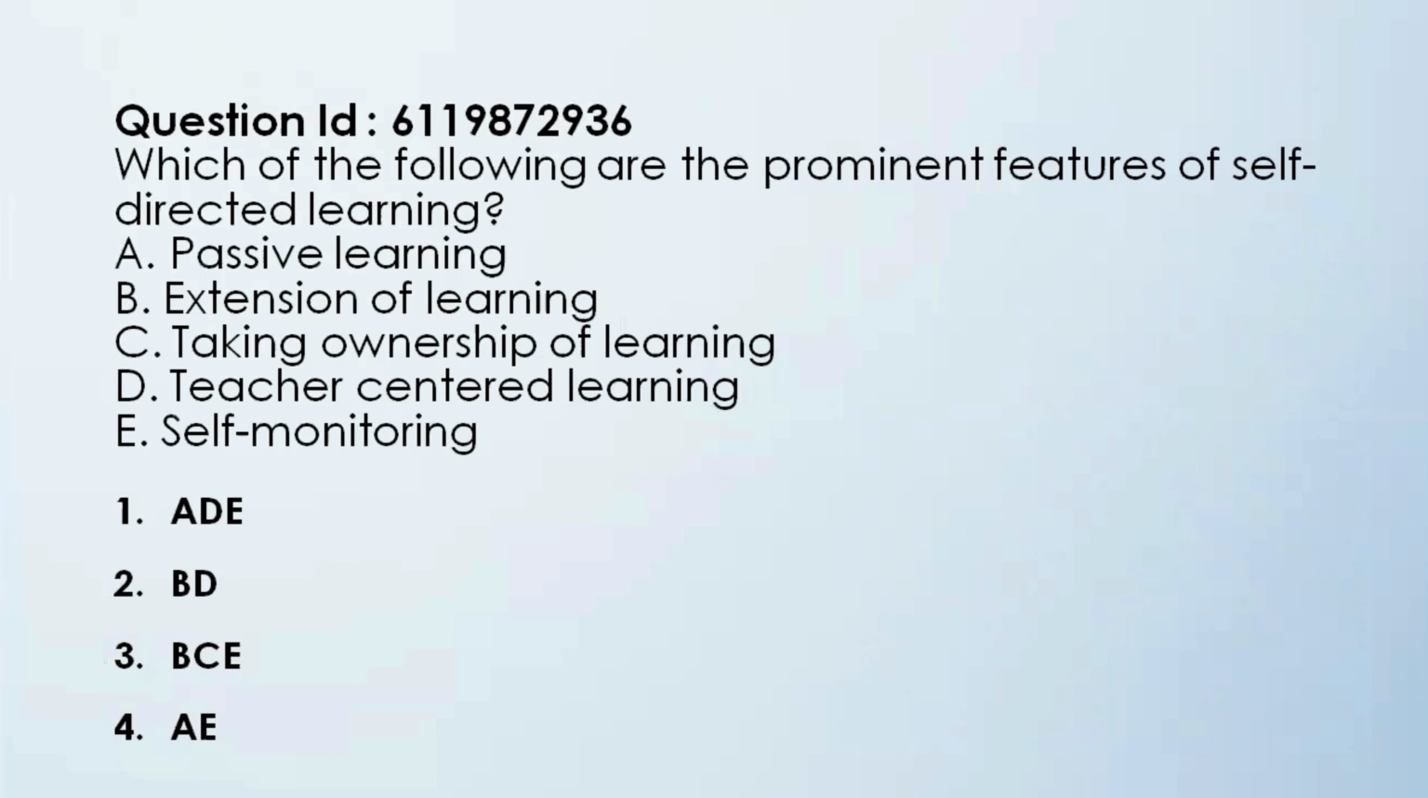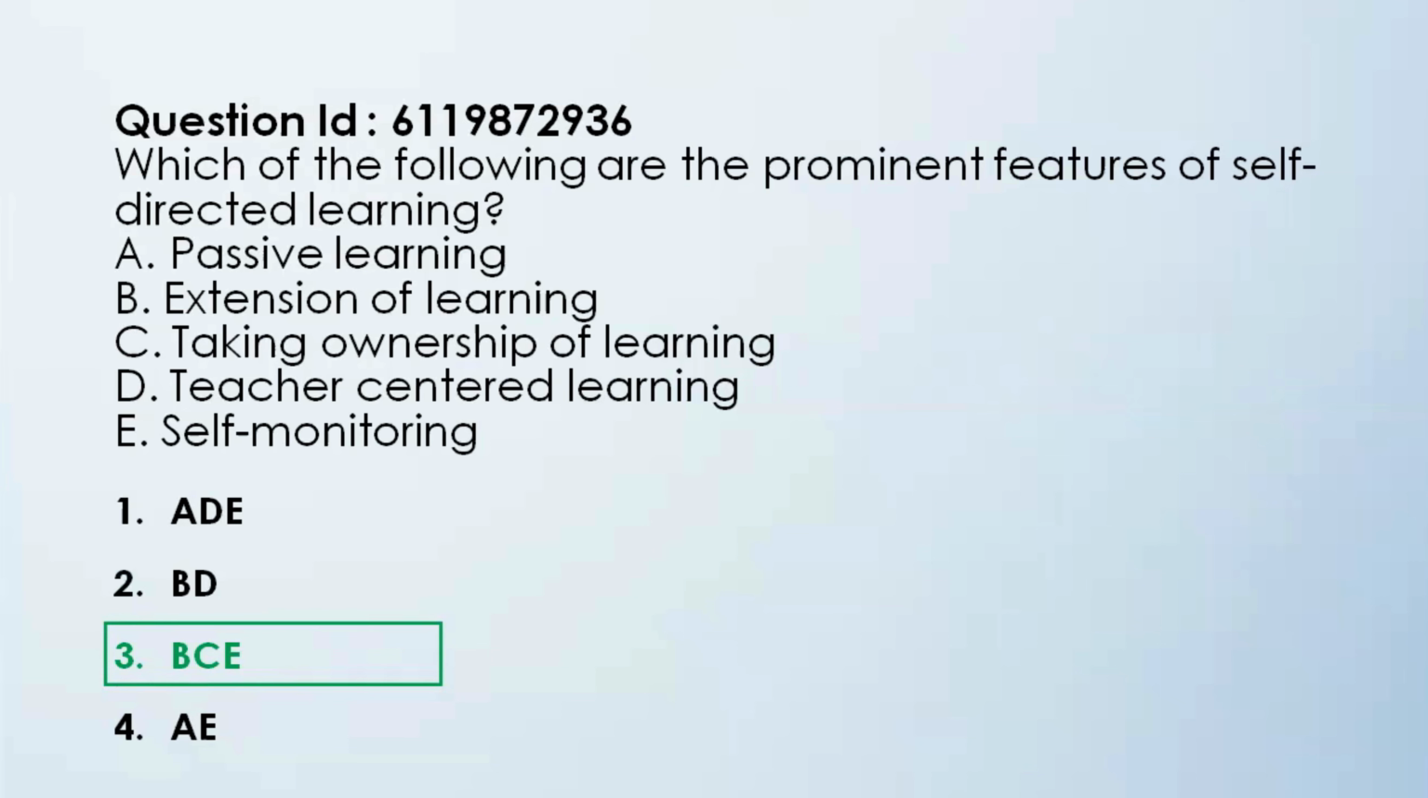The next question is, which of the following are the prominent features of self-directed learning? A: passive learning, B: extension of learning, C: taking ownership of learning, D: teacher-centered learning, or E: self-monitoring. The 4 options are ADE, BD, BCE, and AE. Okay, which of these 5 features could be part of self-directed learning? Think of what self-directed learning is, and then try to figure out what the correct answer could be. Yes, the correct answer is BCE.